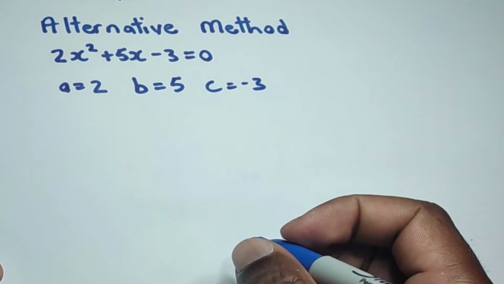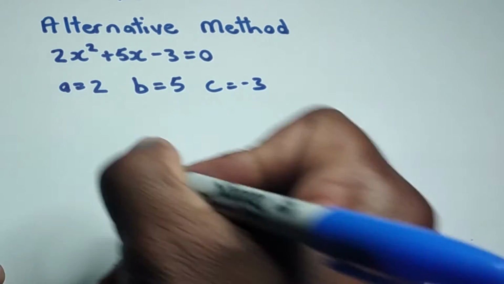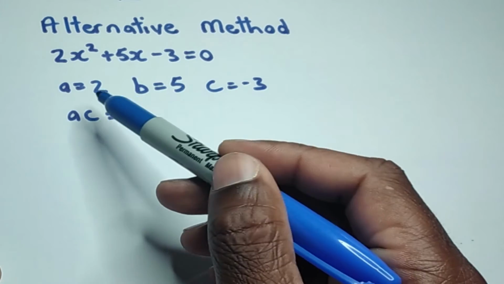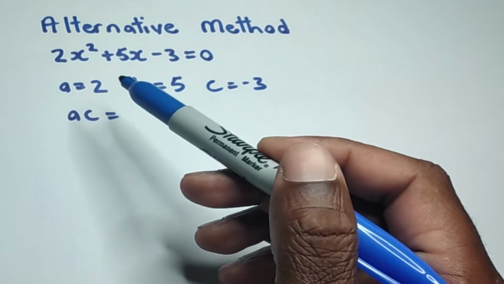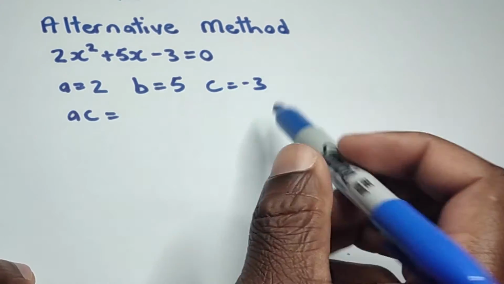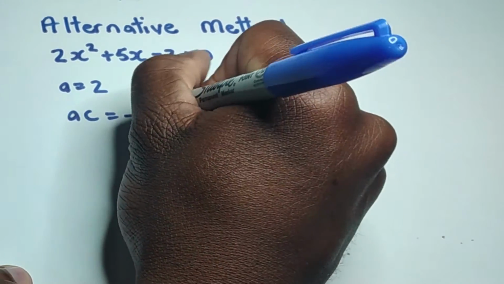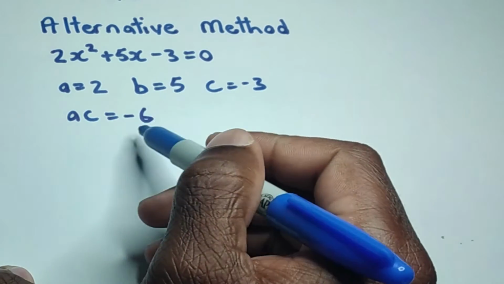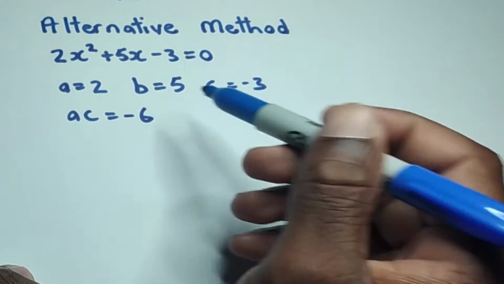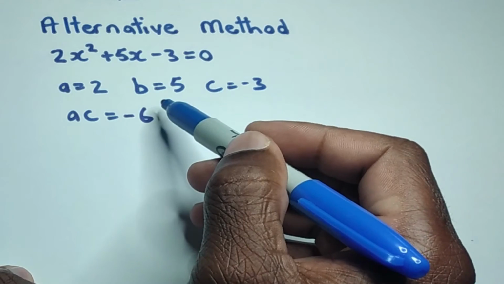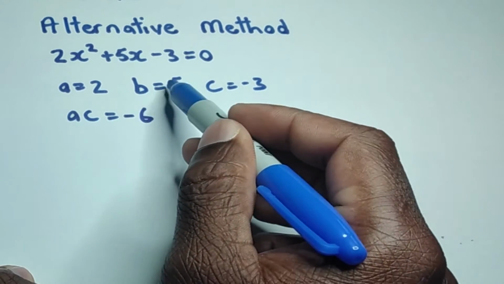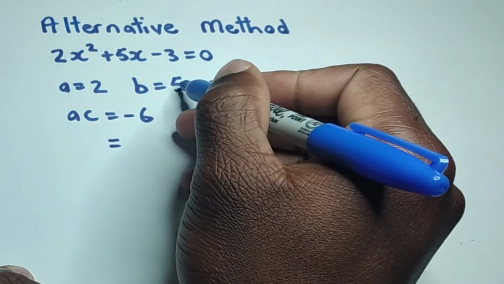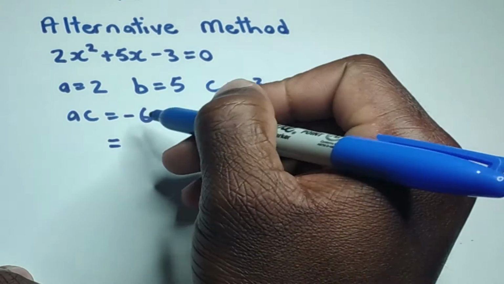All right, so if we want to use the AC method, again, we need to find our AC, and we can obtain that by simply multiplying our A value and our C value. All right, so 2 times negative 3, that's negative 6. Now we want to find the factors of negative 6. I want to know two factors that when we add or subtract them, we can obtain our B value right here.